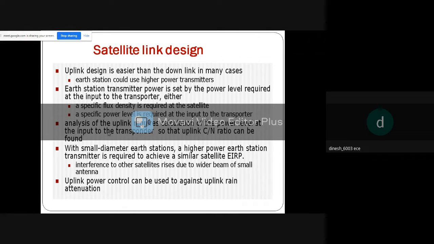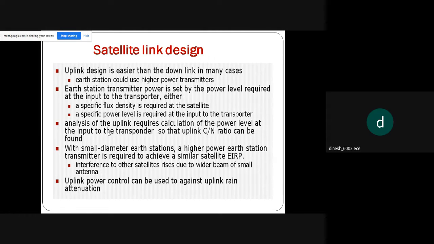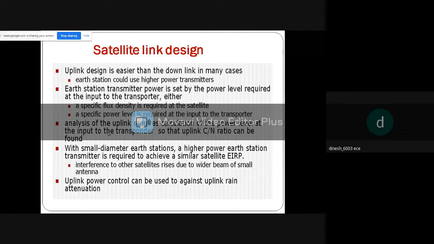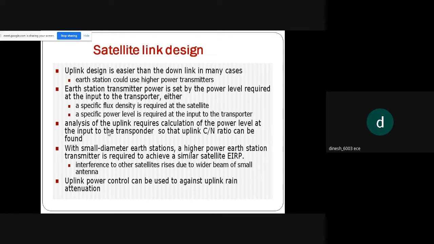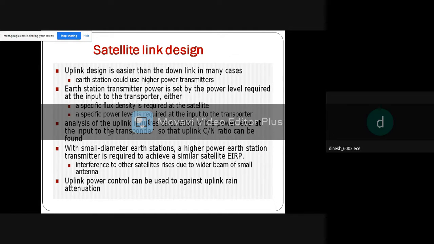This transponder will be present in the satellite, which is used to receive the uplink frequency signals and then repeat it, amplify it, and send it to the receiving Earth station. Then with smaller diameter Earth stations, a high power Earth station transmitter is required to achieve a similar satellite EIRP, the same equivalent isotropic radiated power.